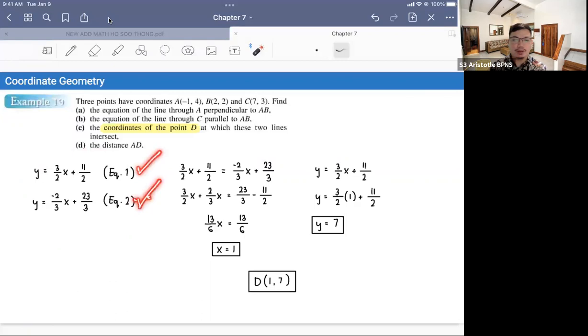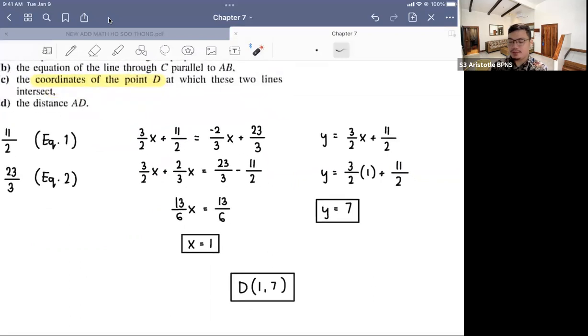Since they're both equal to y, therefore these two expressions are also equal to each other, right? This is where you begin from here. Of course, you need to combine all like terms. So you need to transpose this, transpose this here. Simplify this, you'll get 13 over 6. Therefore, x is equal to 1.